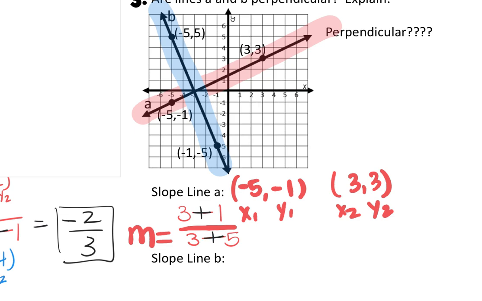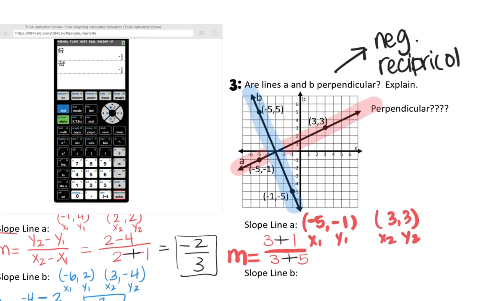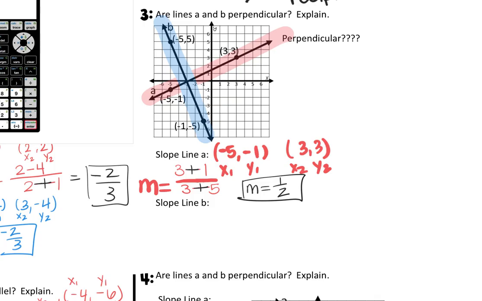Let's put it in the calculator, and make sure you're putting it in fraction mode. I have my calculator right there on the side. Alpha y equals 1. It's 3 plus 1 in the top, 3 plus 5 in the bottom. Enter. 1/2. So my m equals 1/2, and I'm boxing my answer. So we have the first slope done.